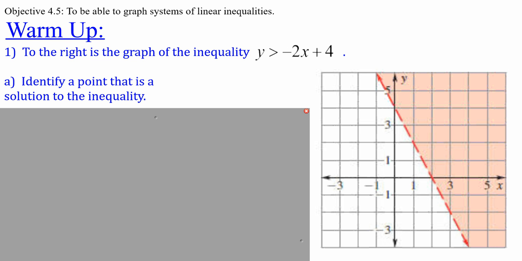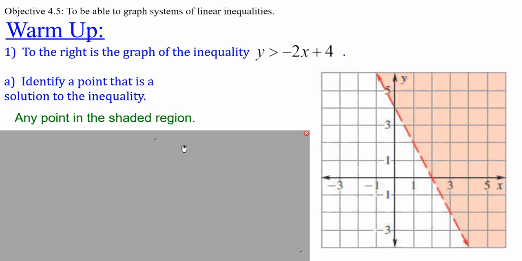First question was to identify a point that is a solution to the inequality. So for our inequality here, y is greater than negative 2x plus 4, none of the points on the boundary line would be considered a solution. So the only points that would be solutions are included in the shaded region. So our shaded region is here, okay? So everything to the right and above our boundary line, not anything on the boundary line, could be a solution to our inequality. So we do have an infinite number to choose from, but they have to be in that shaded region.